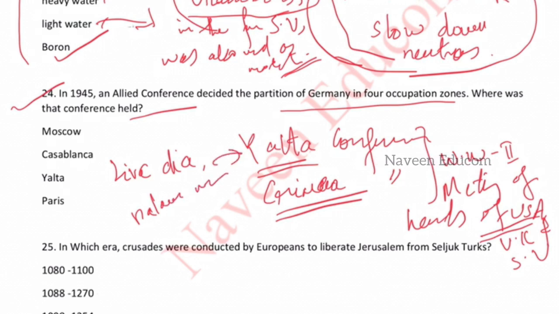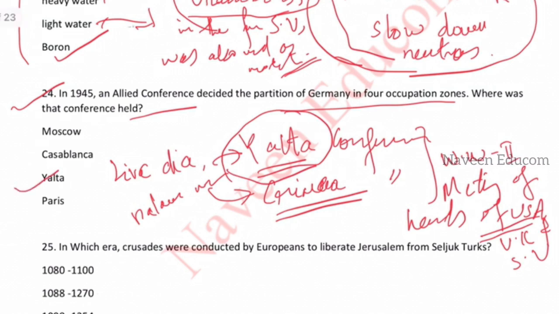Okay, in Crimea. So that is regarding the 1945 Allied conference that decided the partition of Germany into 4 occupation zones. So the answer here is, which one can you say now? It's in the answer we have already explained. Option C, Yalta. Coming to the next question, question number 25.